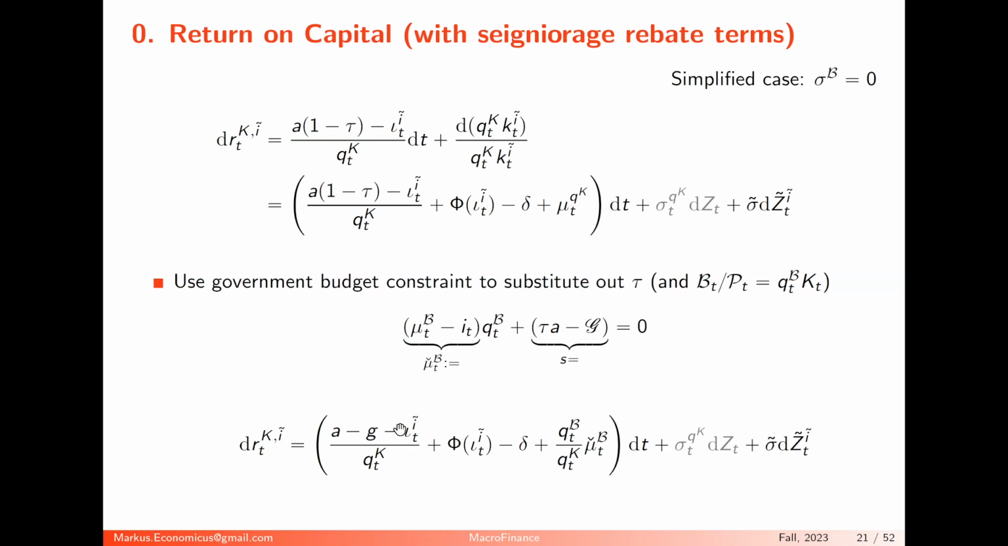Okay. There's a mistake here. This should be the script G. So this should be this type of G here. Okay, this is not the growth rate of the economy. This is just this per K government expenditures, real government expenditures.